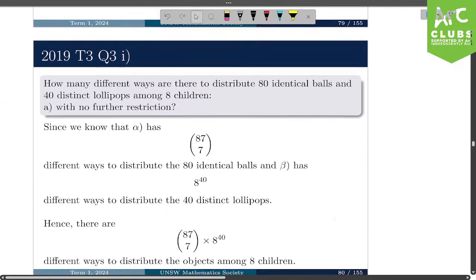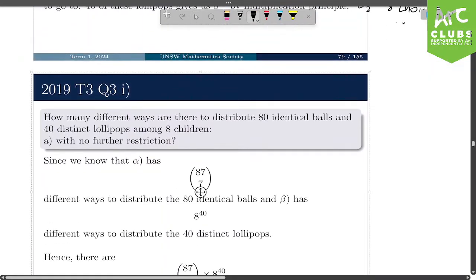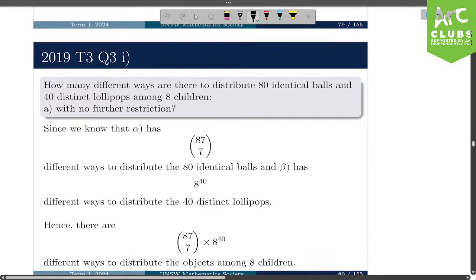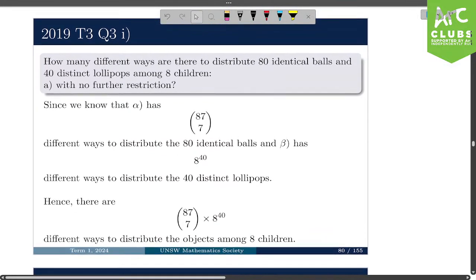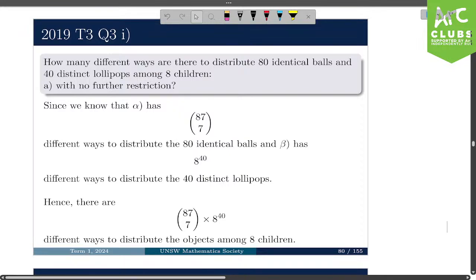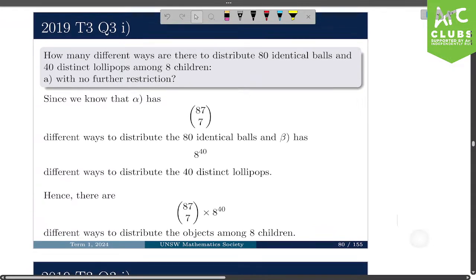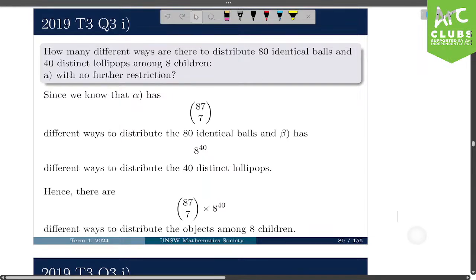So from our alpha, we got the value 87 choose 7. From our beta, we got the value of 8 to the 40. So since these two are independent of each other, we can just multiply them to find the amount of different ways to distribute the objects among the 8 children. So our final result is 87 choose 7 times 8 to the 40. So any questions there? Do you want me to repeat anything, or is it all good?